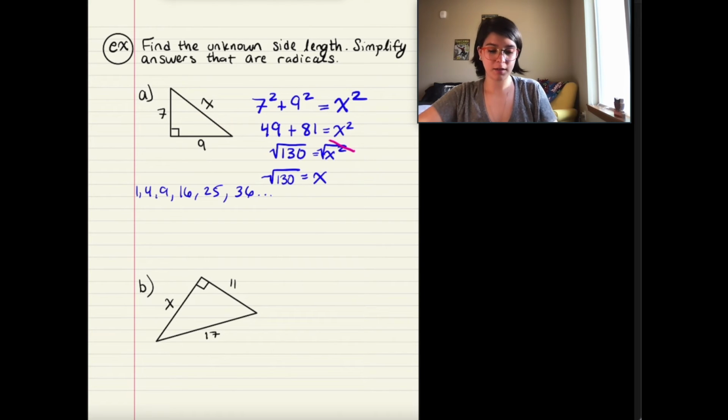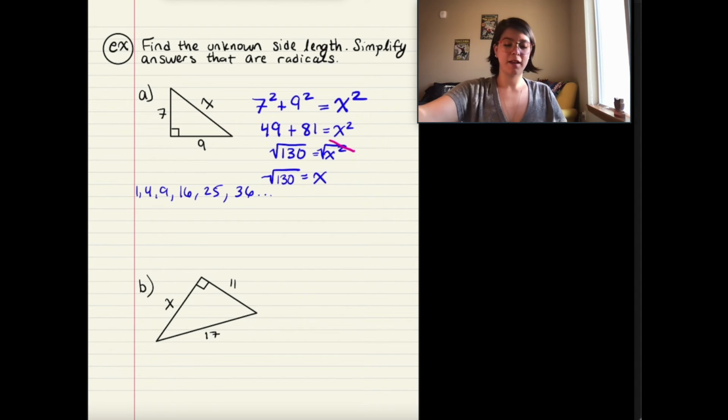So 130 divided by 4 is 32.5. So it's not a whole number, so it's not a factor. 130 divided by 9, that's 14.44 repeating, not a factor. 130 divided by 16, 8.125, so that one doesn't work. 130 divided by 36 is 0.833.